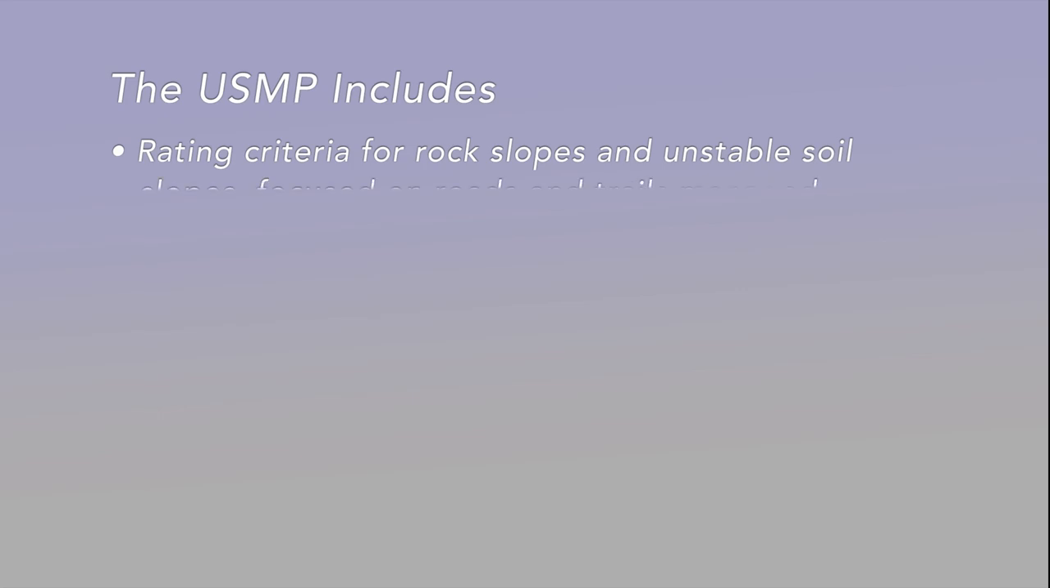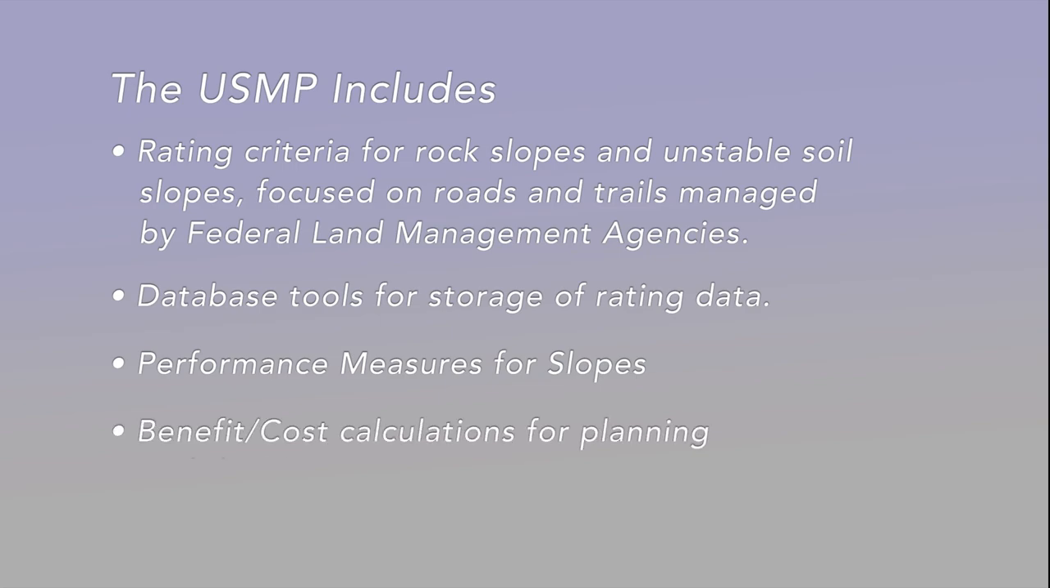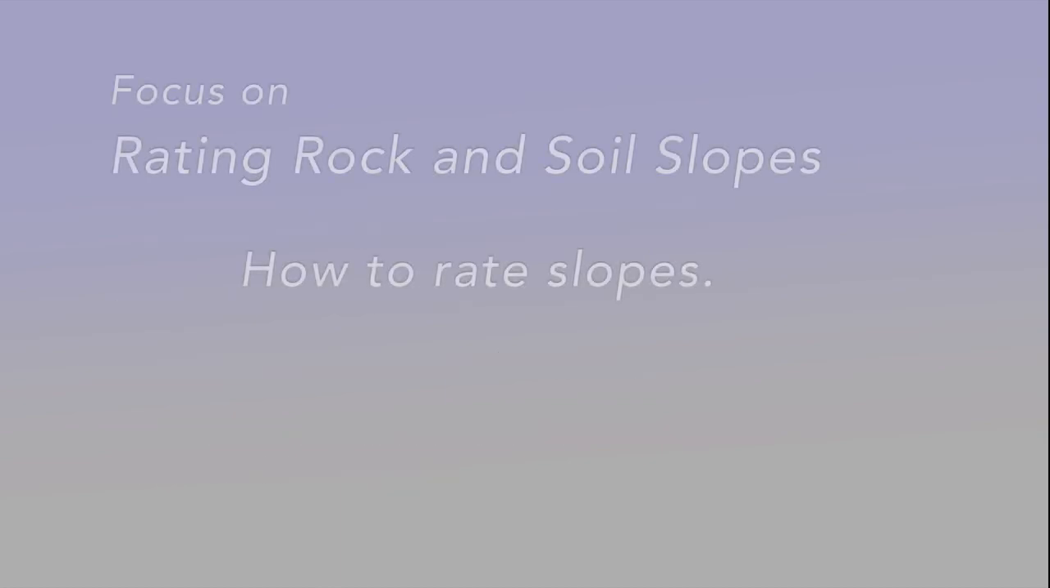The USMP includes rating criteria for rock slopes and unstable soil slopes focused on roads and trails managed by the FLMAs. It also includes database tools for rating data storage, performance measures for slopes, and benefit cost calculations for planning and decision support. This video focuses on rating rock and soil slopes.